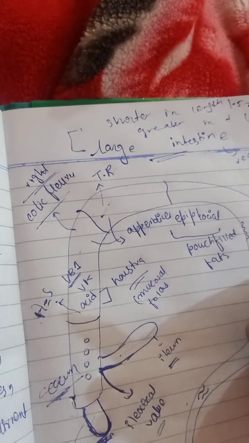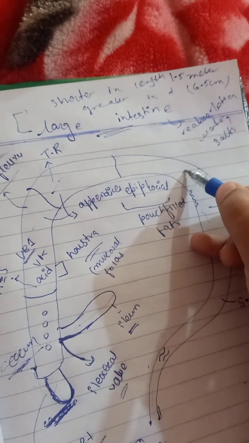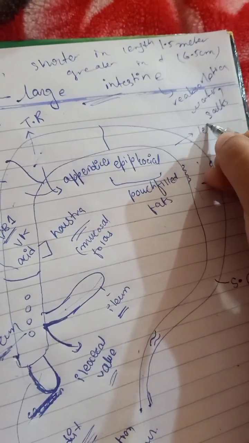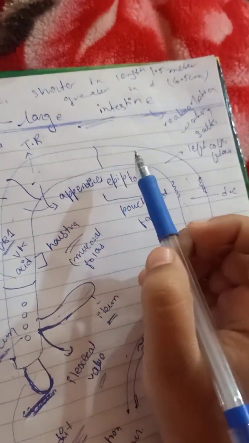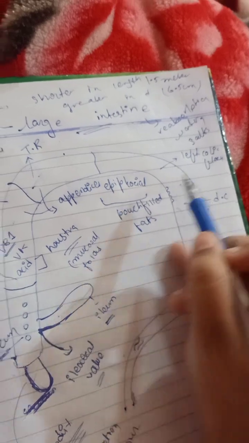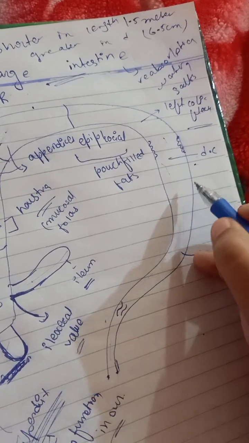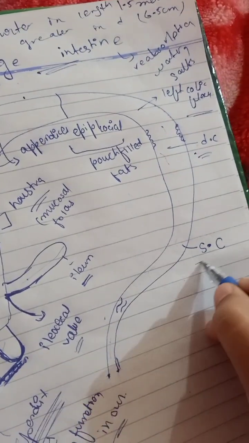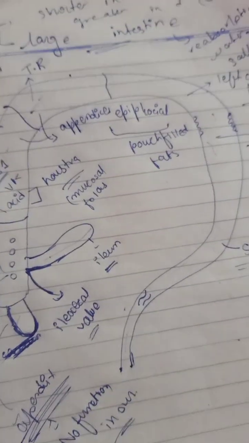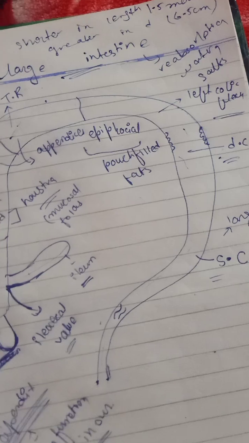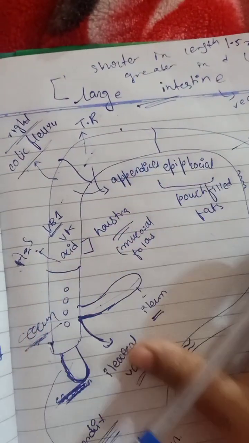Okay, after that here we are having a left colic flexure, which is between the transverse colon and the descending colon. This is the left colic flexure and this is the right colic flexure. After that we are having the descending colon, and after that the sigmoid colon, which is basically a larger part. You can see the length as well as the diameter too. So this was the structure of the large intestine.